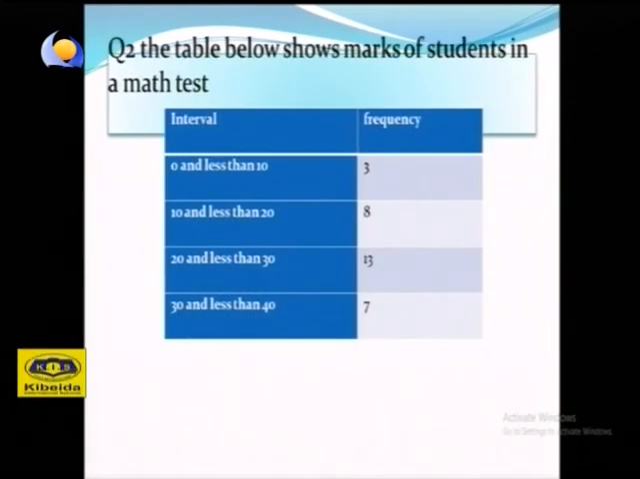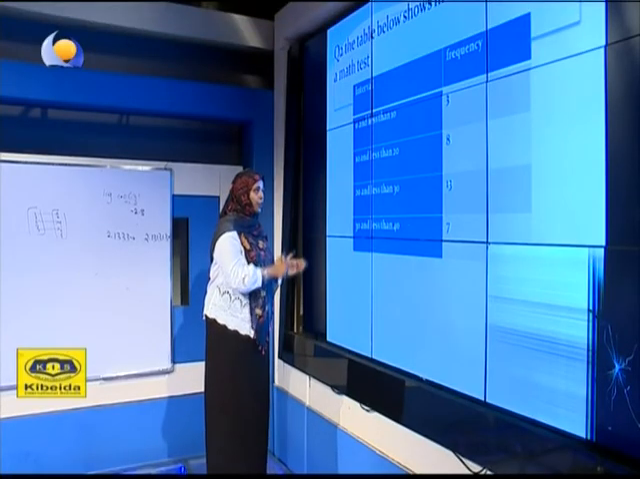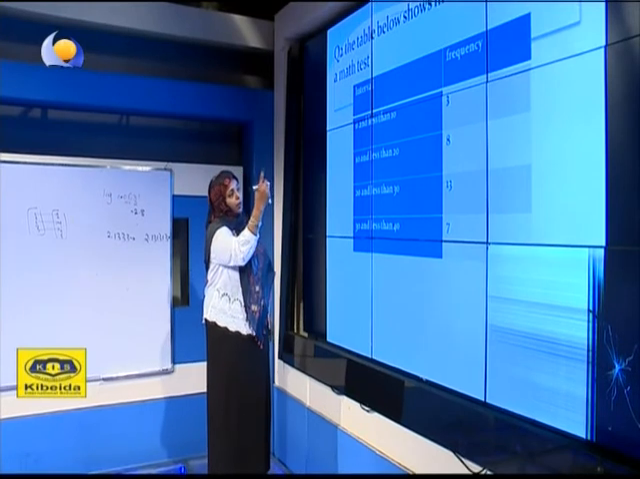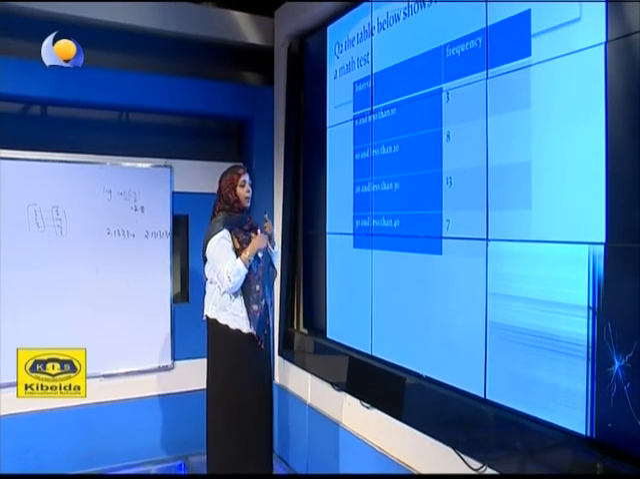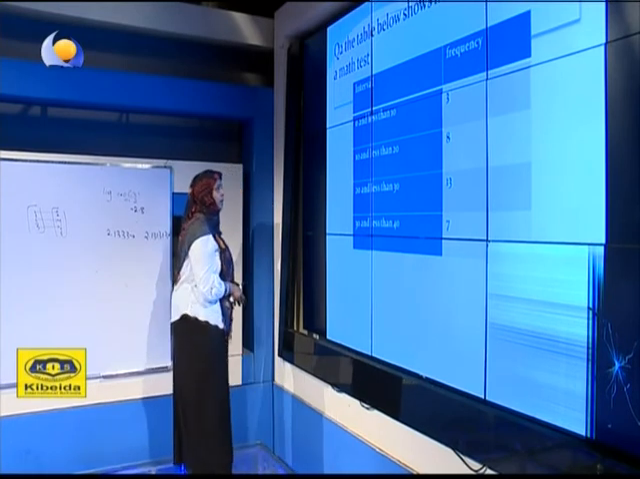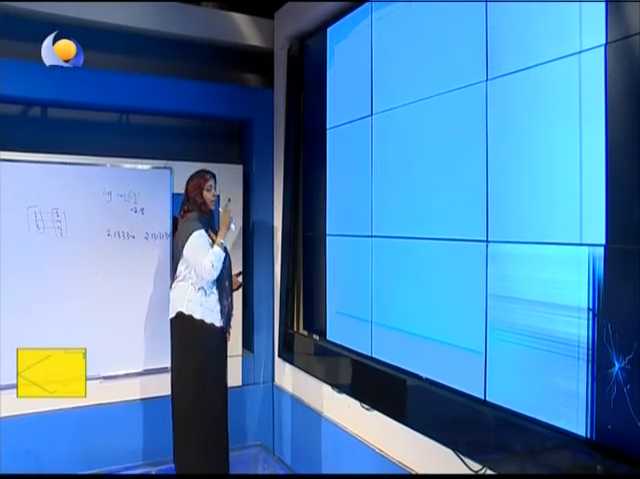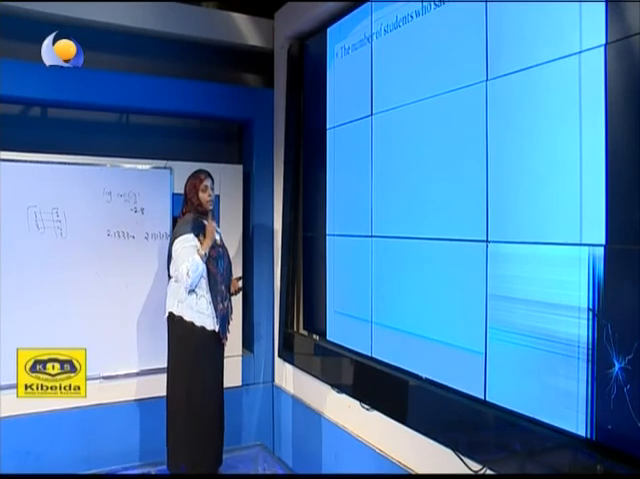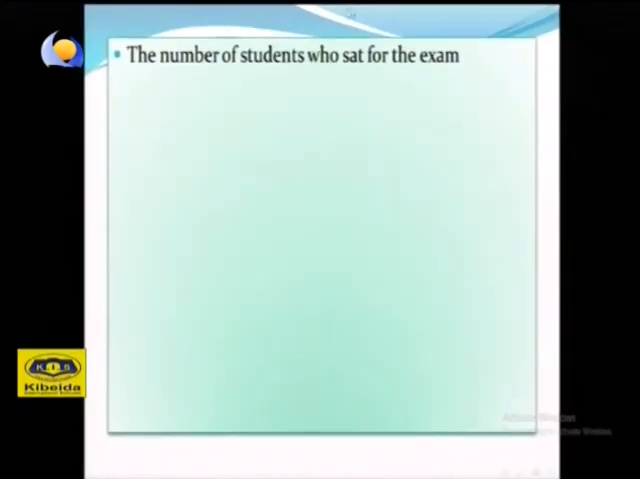Here I have a table, and I need you to look carefully. It is 0 and less than 10. We call these intervals. We divide my data into intervals, and we took the frequencies, or the number of repetitions of the data in this interval. We call this table the frequency distribution table.